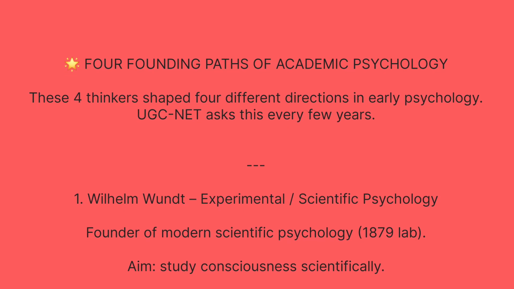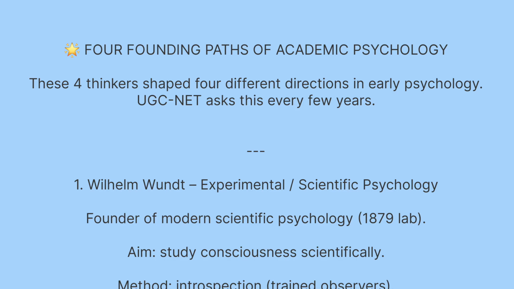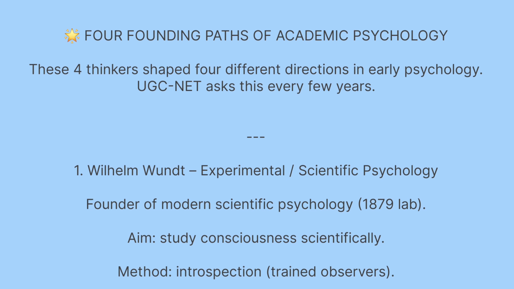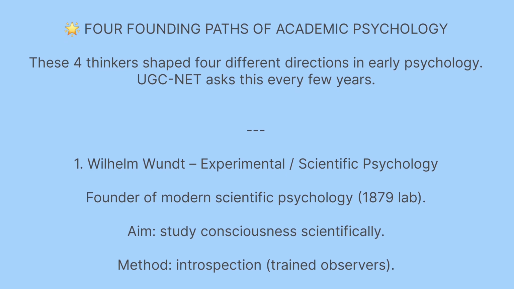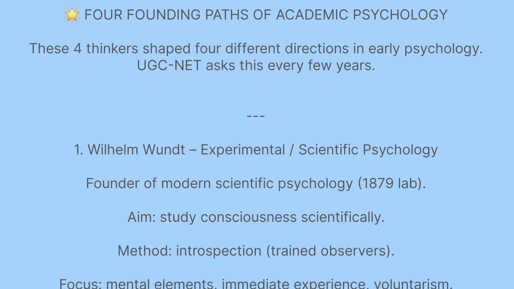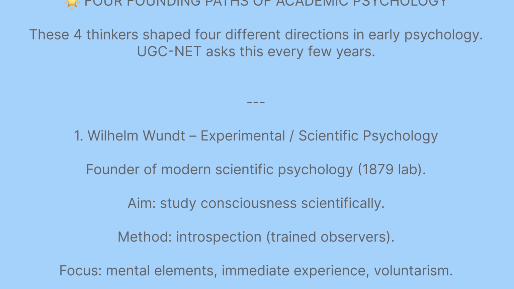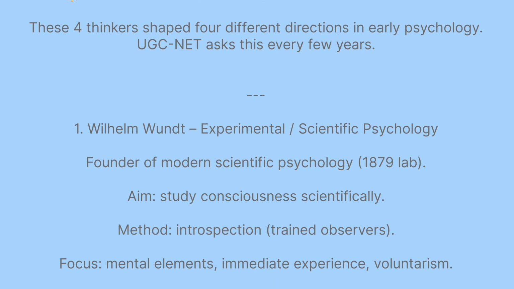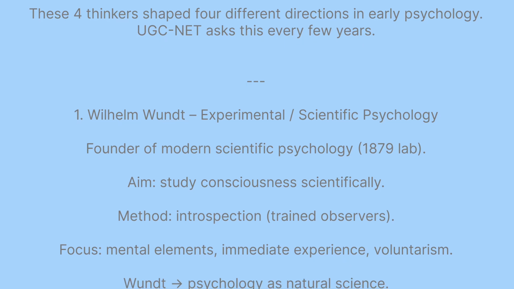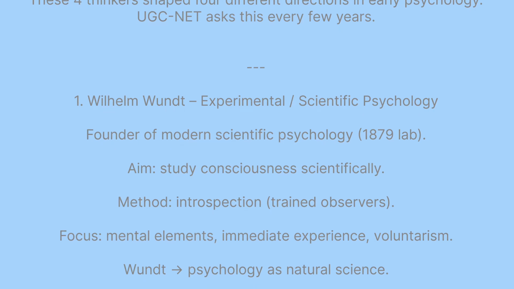Wilhelm Wundt focuses on experimental things and scientific psychology. He is the founder of modern scientific psychology. In 1879, he built a laboratory, or shortly, a lab. The main aim of his study was to study consciousness scientifically. So he wanted to study it with a scientific method. What method was used? Introspection, with trained observers. They observe very carefully.